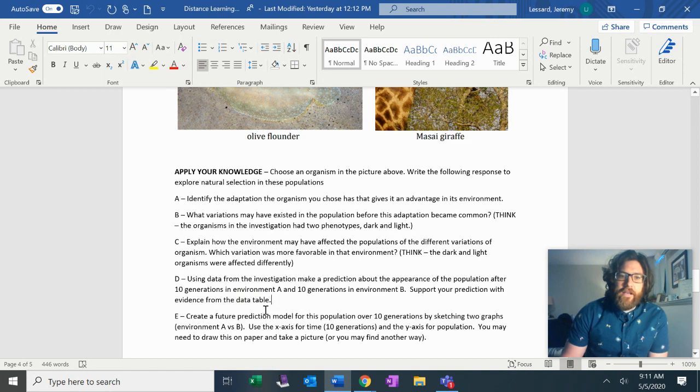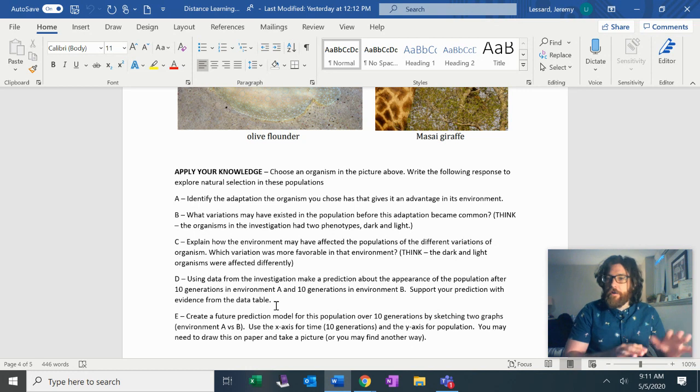In parts D and E, you're going to use some information from the experiment to make a prediction about what might happen if all those moths lived in environment A for 100 years, for 10 generations, for longer. What might the entire moth population look like in that environment? And how might that be predictable by the data that you have?